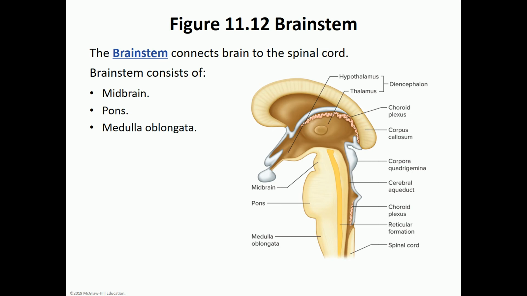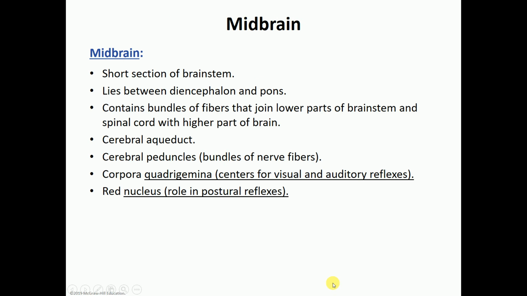Now for the brainstem: it connects the cerebrum on top to the spinal cord on the bottom, and it's made out of the midbrain, the pons, and the medulla oblongata. As the medulla continues downwards, it will become your spinal cord. So the brainstem is the part that is right underneath the diencephalon, and it's above the pons. It has centers for visual and auditory reflexes. Those are known as the corpora quadrigemina.